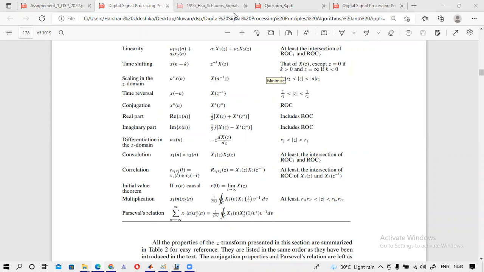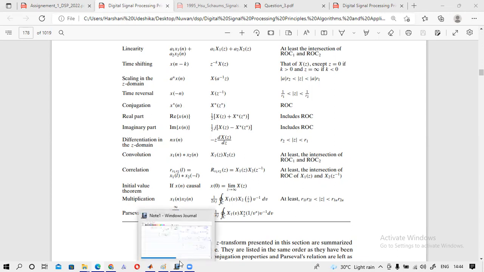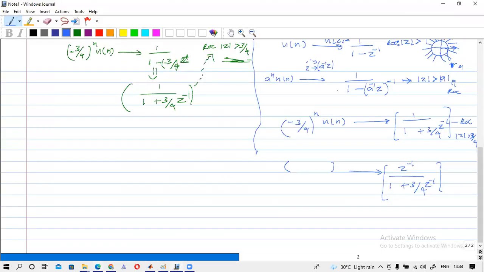Okay, the time reversal property is this one. If you apply the time reversal property, here you have the Z transform, and instead of Z we have to apply Z minus 1. That is our time reversal. So here I think you need not use that one, because you can see that. You can compare this one and this one. If you compare this one and this one, what happened?